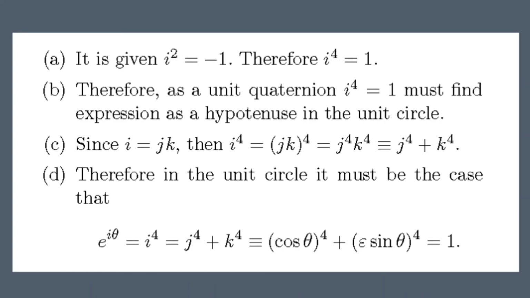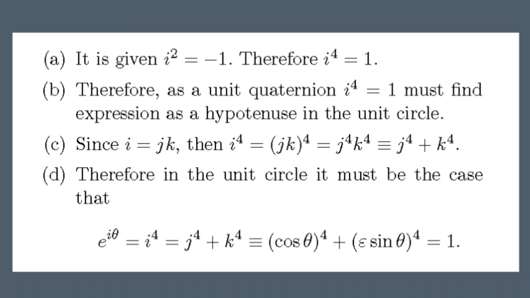Recall that it is given i squared equals -1, therefore i to the fourth equals 1. Therefore, as a unit quaternion, i to the fourth equals 1 must find expression as a hypotenuse in the unit circle. Since i equals jk, then i to the fourth equals jk to the fourth equals j to the fourth times k to the fourth, which is equivalent to j to the fourth plus k to the fourth.